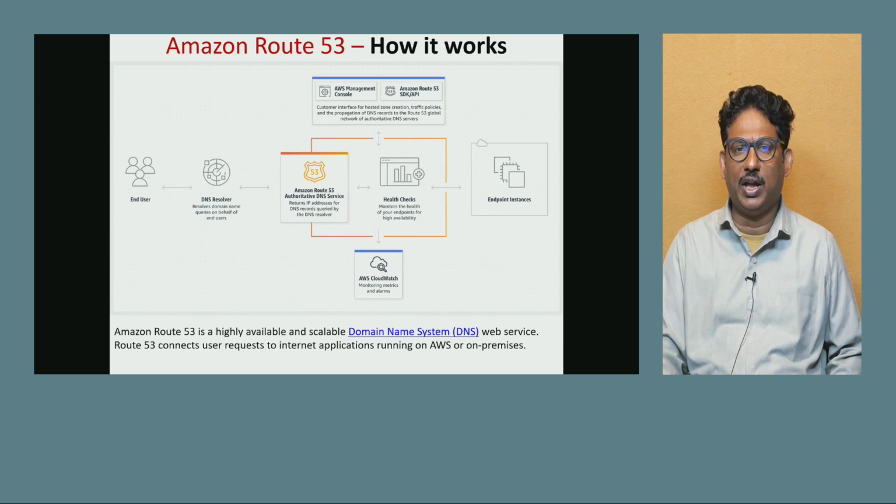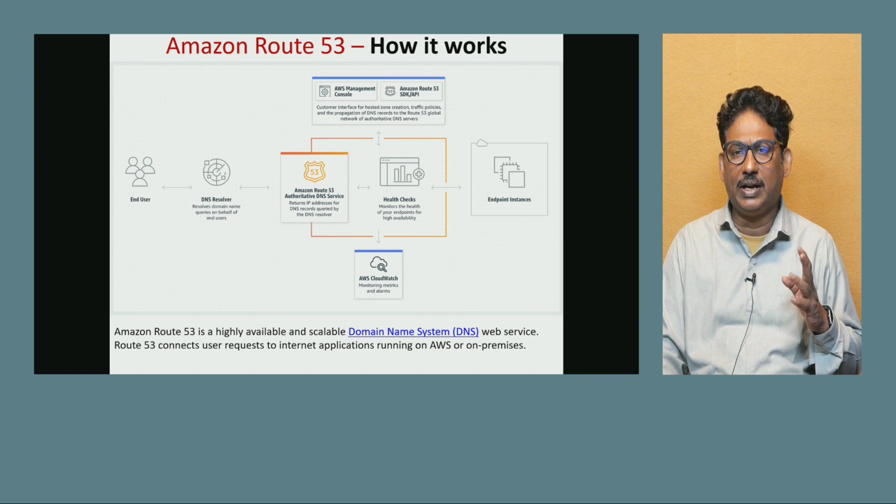Here we can see the structure of Amazon Route 53 and observe how it works. Amazon Route 53 is a highly available and scalable Domain Name System web service. Route 53 connects user requests to internet applications running on AWS or on premises. The end user is connected to the DNS resolver, which then connects to Amazon Route 53, where it is authenticated through the DNS service. The IP address for the particular DNS record is queried based on the DNS resolver. Then the health checks will be completed.